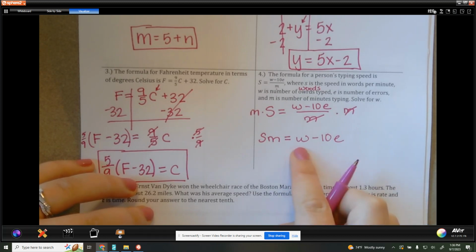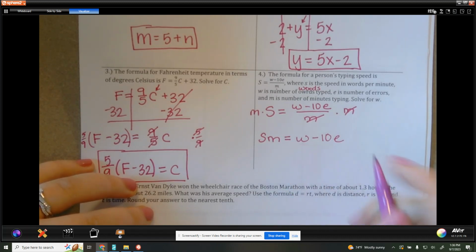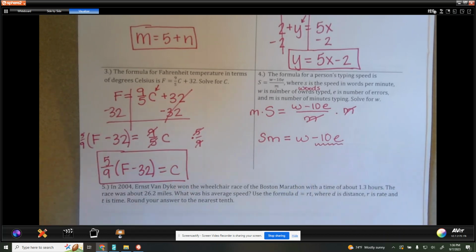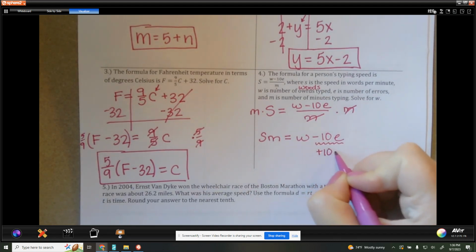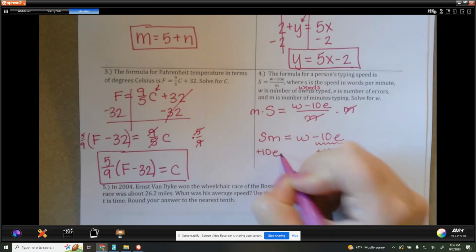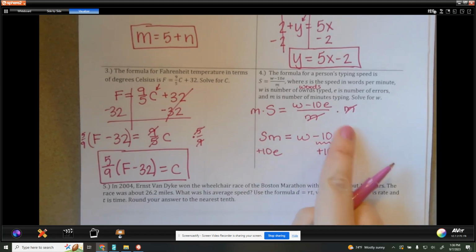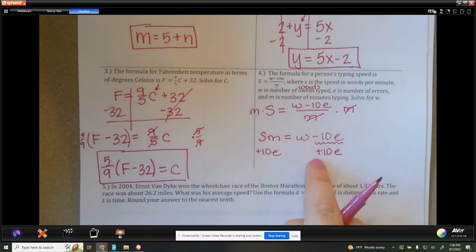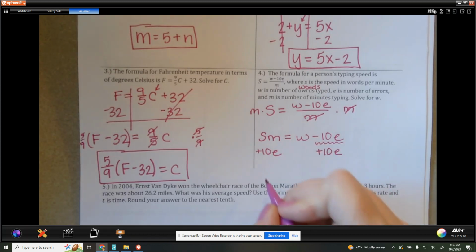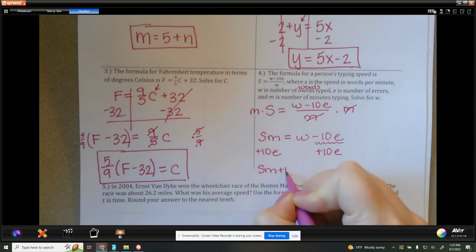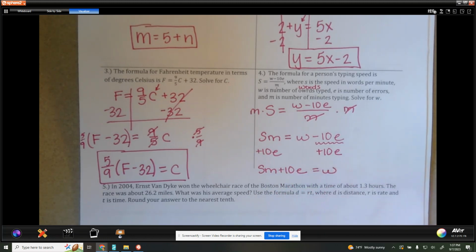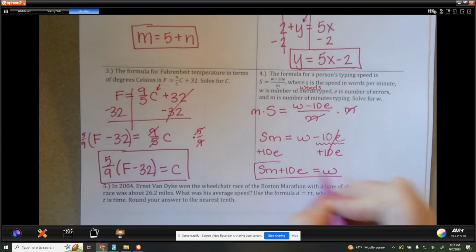Okay, I want to get this w by itself. That's what I'm solving for. So I need to move that whole thing over there. There is multiplying going on in there, but the overlying operation for this whole piece is subtraction. So the opposite would be adding. We're going to add that whole thing, 10e, over. I have S times M plus 10E equals W. All done. These are gone. And I'm done.